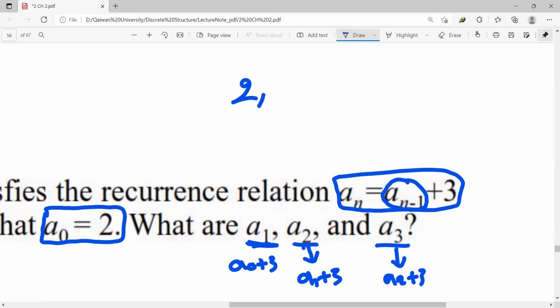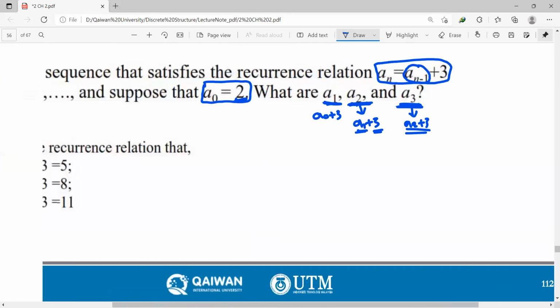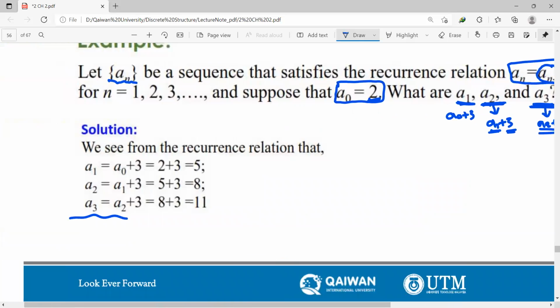And so on. Okay. Here, what's A1? A1 is A0 plus 3. But A0 is given, which is 2. So it's 2 plus 3 is 5. And then for A2, A2 is A1 plus 3. A1 is 5, plus 3 is 8. Then A3 is A2 plus 3. A2 is 8, 8 plus 3 is 11. So these are A1, A2, and A3. That's it.